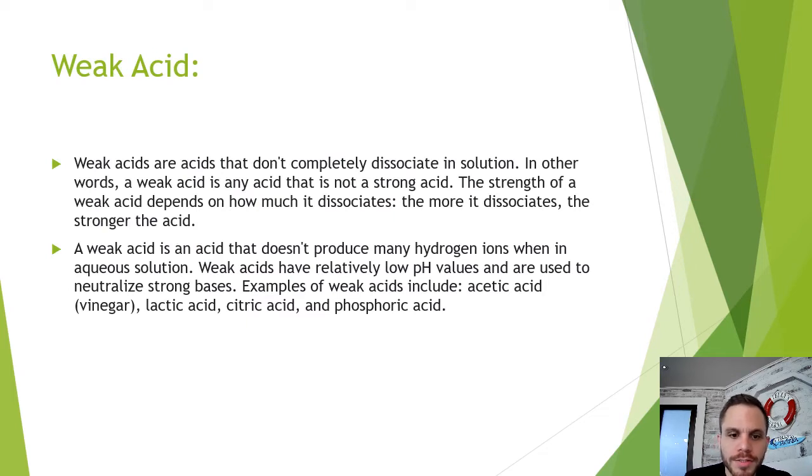Weak acids. Weak acids are acids that don't completely dissociate in solution. In other words, a weak acid is any acid that is not a strong acid. The strength of a weak acid depends on how much it dissociates. The more it dissociates, the stronger the acid. A weak acid is an acid that doesn't produce many hydrogen ions. In aqueous solution, weak acids have relatively low pH values and are used to neutralize strong bases. Some examples of weak acids are acetic acid, which is vinegar, lactic acid, citric acid, and phosphoric acid.